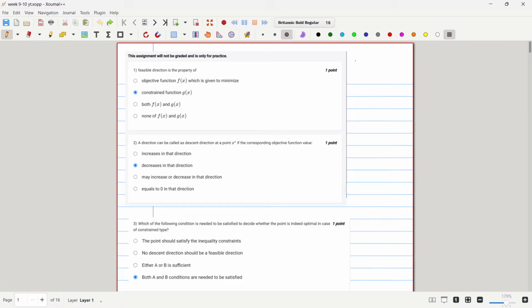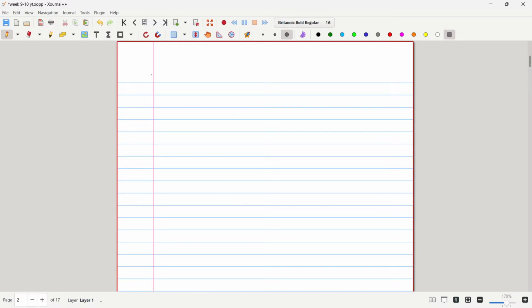Today we are going to cover week 9 and week 10 theory and some questions of MLF. So let's start. The first concept we are going to cover in week 9 is feasible direction.